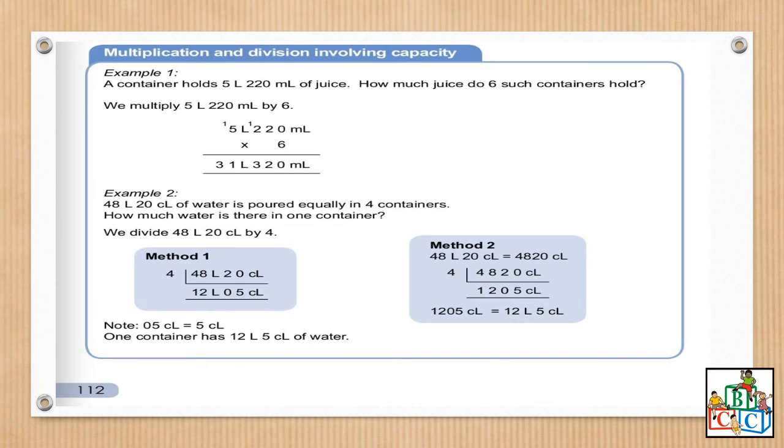Okay, your answer will be 12 liters 5 centiliters. Or the second method, you are going to convert the liters to centiliters. 48 liters 20 centiliters go to 4,820 centiliters divided by 4. So very easy this one as well. Your answer will be 1,205 centiliters. Then you will have to convert to liters, 12 liters and 5 centiliters.